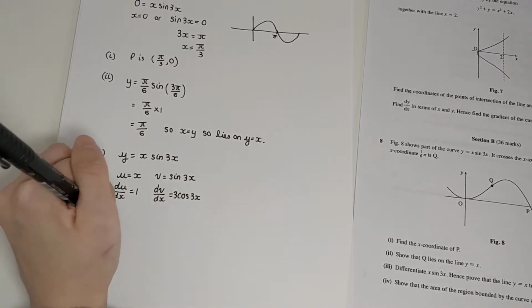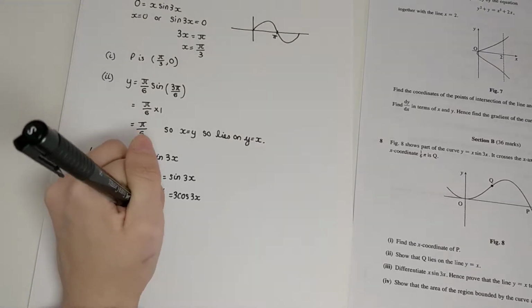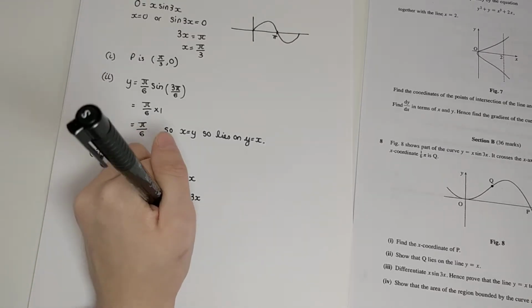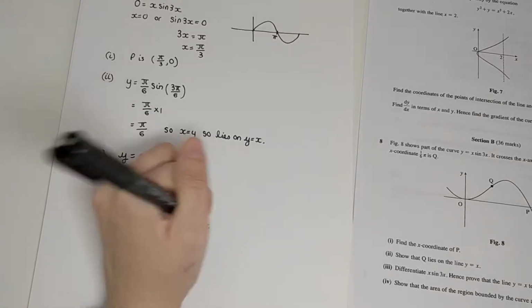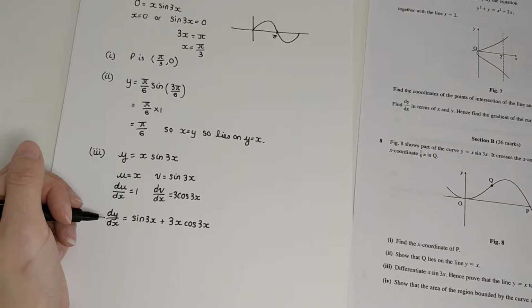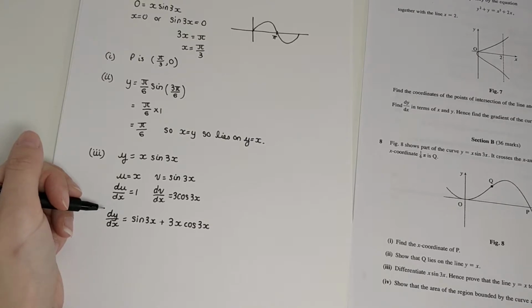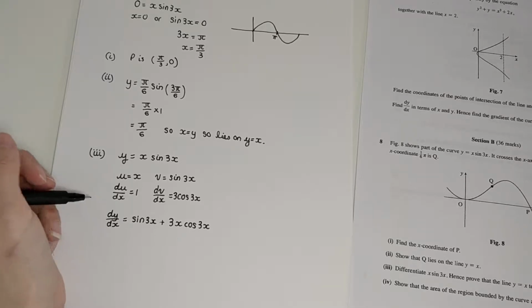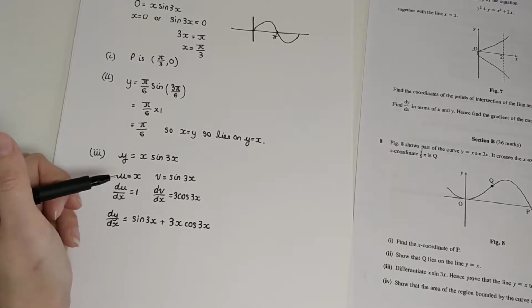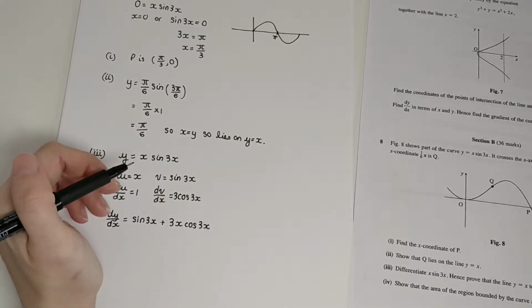dy by dx equals v du by dx plus u dv by dx. Can't really simplify it. Hence prove that the line y equals x touches the curve at Q. So it's trying to tell me that y equals x is a tangent. That must be what it means, right? It is a tangent to the curve at Q. If it touches it rather than cuts through it, then it must be a tangent.